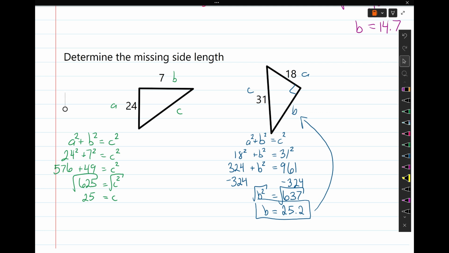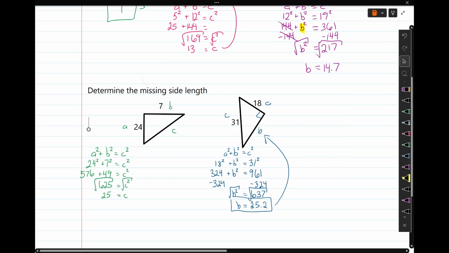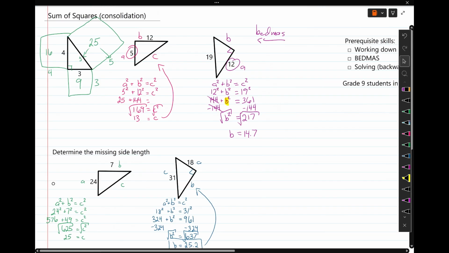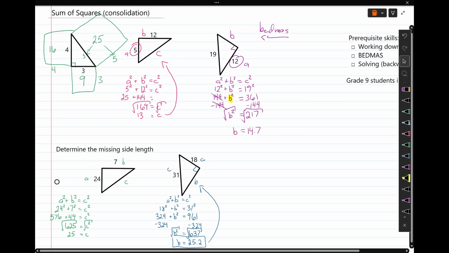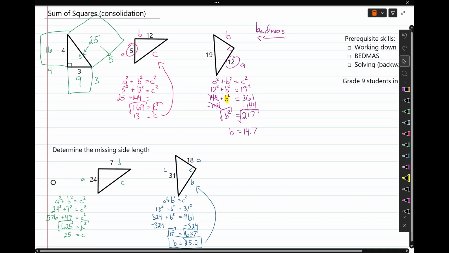I've called my unknown side length B. Remember, A and B here are interchangeable. If they're the shorter sides, it doesn't matter which one you use there. But we end up with an unknown side length of 25.2. So there you have it. If you have been through these, then you're probably feeling pretty darn good with your sum of squares. Nice work, folks.